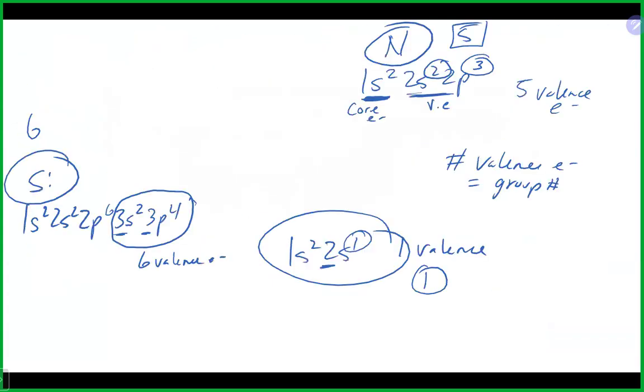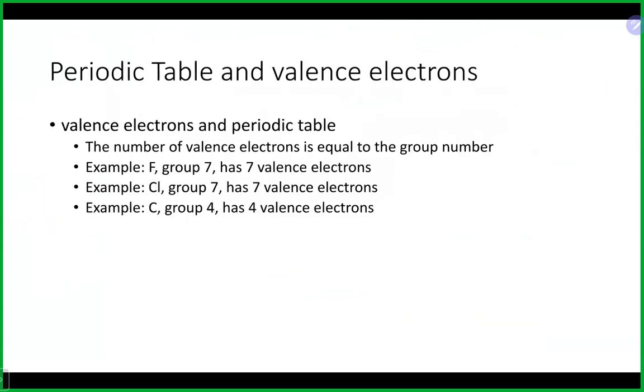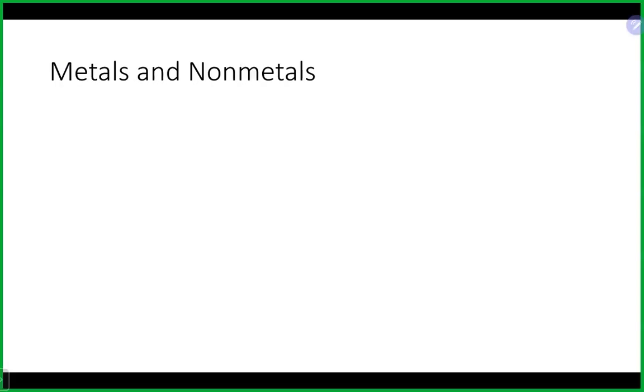All right. So F has 7 valence electrons, group 7, also chlorine as well, and carbon there has 4.